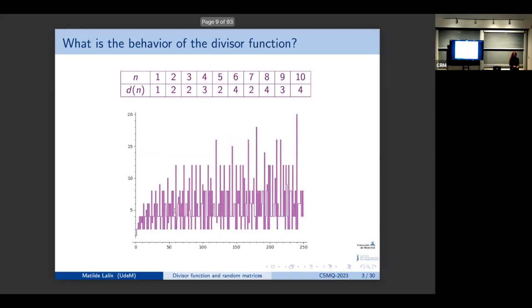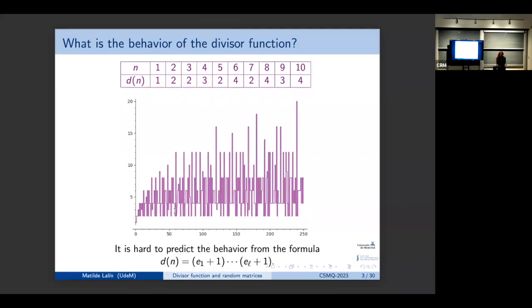Another attempt we can make is to graph this. Here's a graph of what the divisor function gives you up to 250. But you can see that it's a bit hard to say something in general. The bottom line, both figuratively and literally in the slide, is that it's hard to predict the behavior from just having this formula with the exponents. So what can we do?